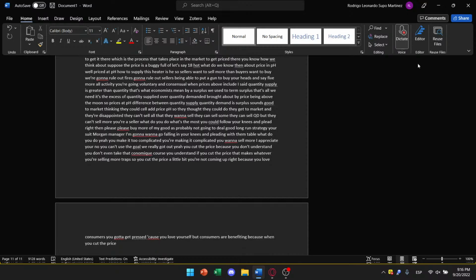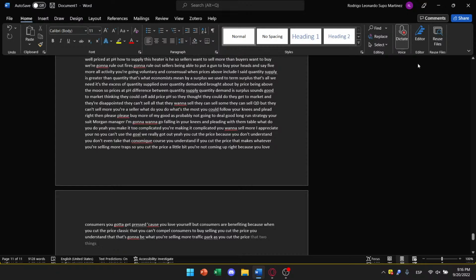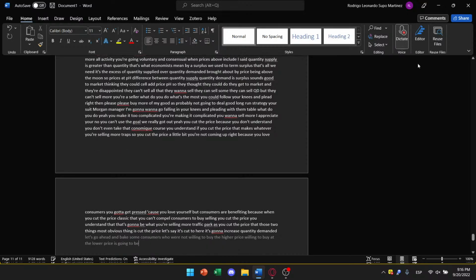You can't compel consumers to buy what you're selling. You cut the price, and you understand that that's going to make what you're selling more attractive. As you cut the price, that does two things. The most obvious thing is, let's say it's cut to here. It's going to increase quantity demanded. It's going to make some consumers who are not willing to buy at the higher price willing to buy at the lower price. It's going to make some people who are willing to buy some at the higher price willing to buy even more at the lower price.